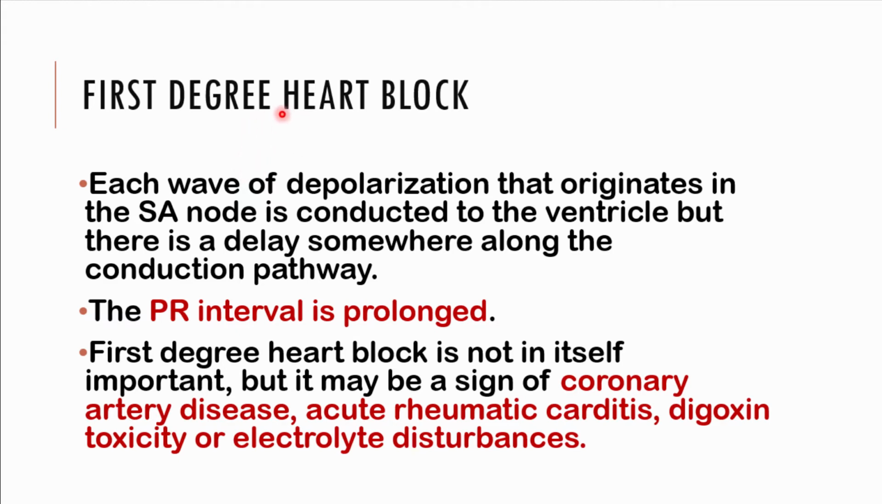So in first degree heart block, you have a depolarizing wave that is obviously starting off in the SA node, but is conducted down the ventricles at a much slower rate. So there's a delay somewhere along this pathway from the SA node to the AV node and down the ventricles. The only thing that we'll see on the ECG is pretty much a prolonged PR interval.